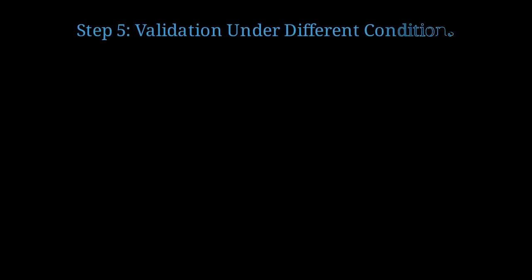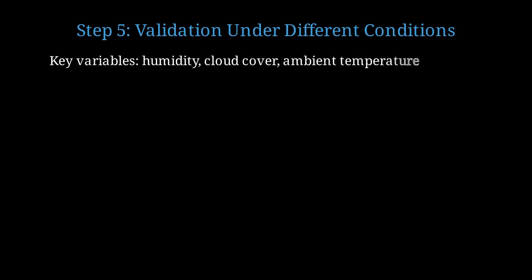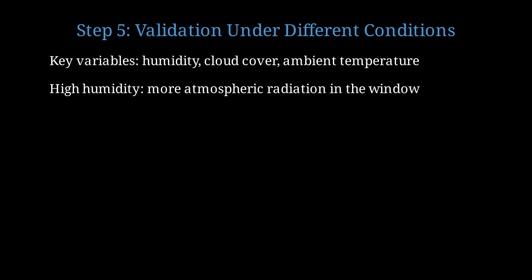Step 5 is the ultimate test: validating our model by predicting cooling performance under different atmospheric conditions that we didn't use for fitting. The key environmental variables that affect radiative cooling are atmospheric humidity, cloud cover, and ambient temperature. High humidity increases atmospheric radiation in the 8 to 13 micrometer window because water vapor is a strong absorber and emitter in this range. We can model atmospheric power as a function of relative humidity.